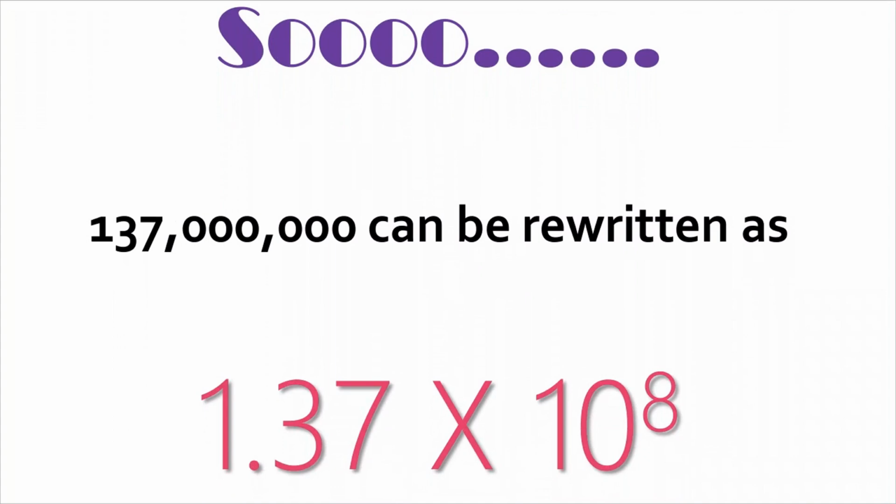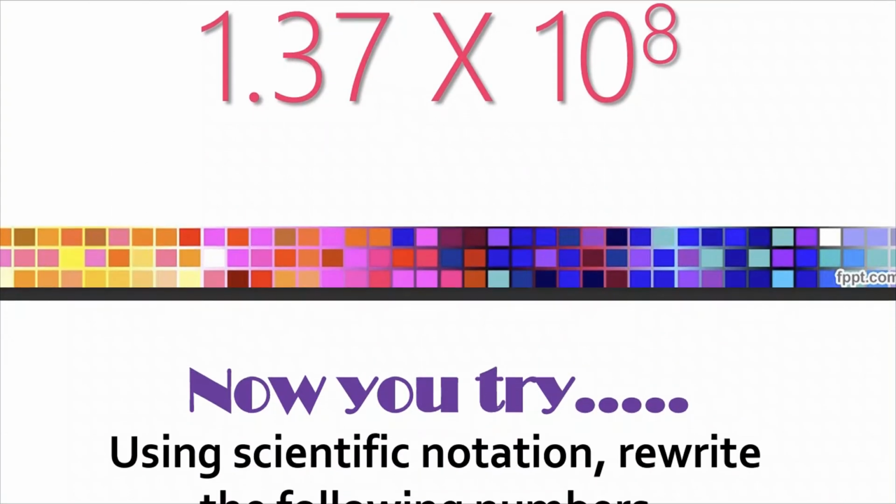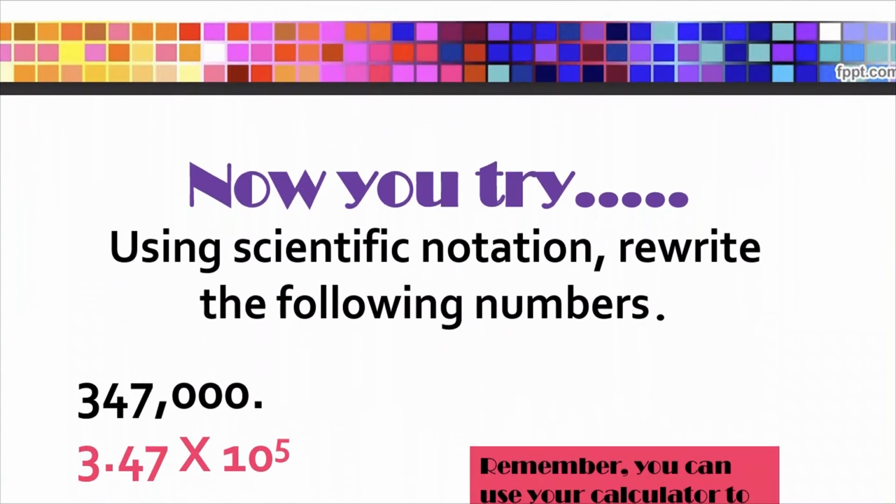If you have any question, you may write in the comment section. Now I want you to try these numbers. The first one, 347,000. Remember the rule. Place a decimal after the first digit. The first digit is 3. 3 decimal 47. Count all digits after the decimal. Start counting from 4. 1, 2, 3, 4, 5. So my answer would be 3 decimal 47 times 10 raised to the power 5.